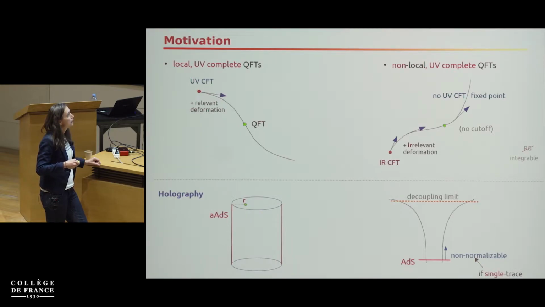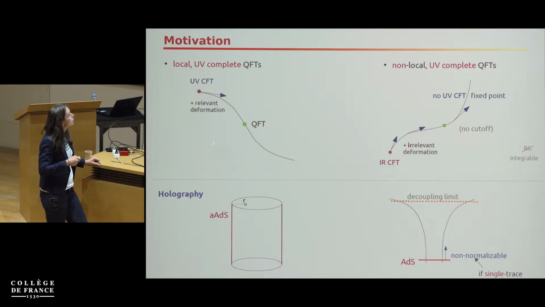Basically, you can get this from dimensional analysis. The irrelevant deformation comes with a dimensionful coupling, so the scale of the non-locality is related to that dimensionful coupling. This is the most important QFT property of these theories: they're not local, yet UV complete.